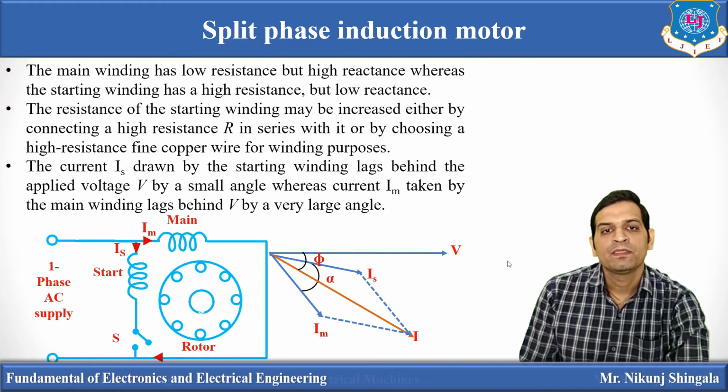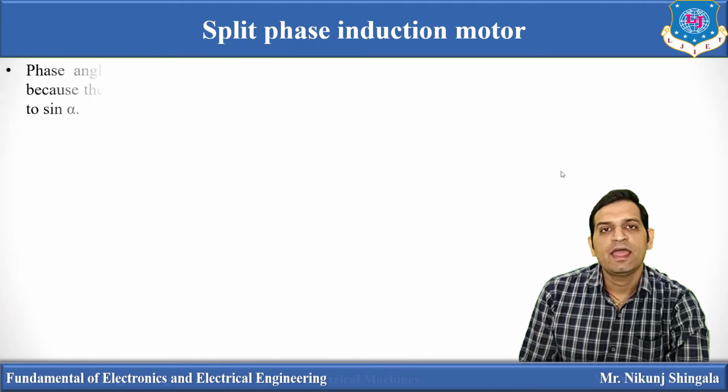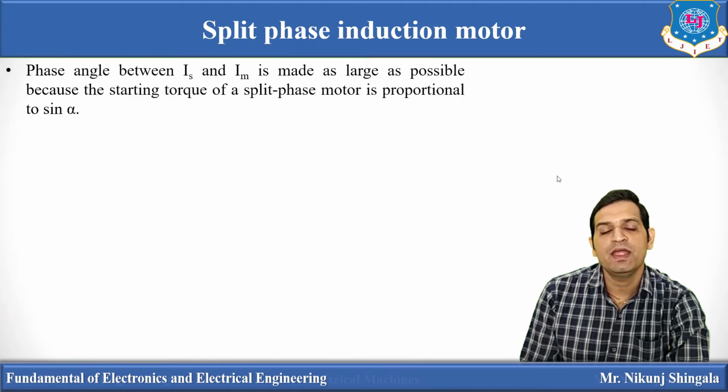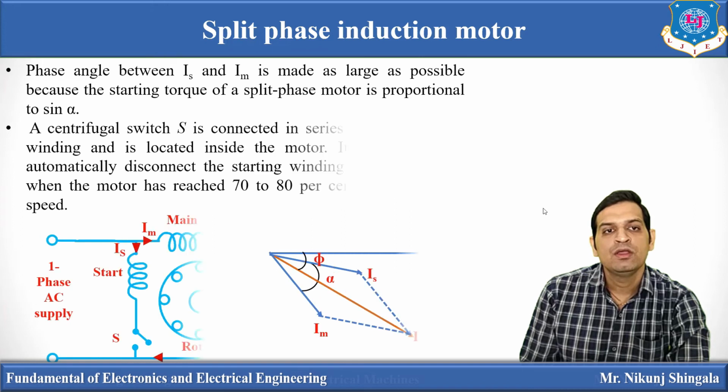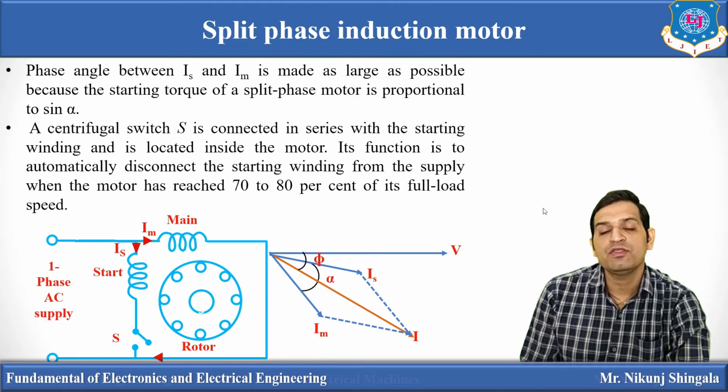Here you can see, the larger the angle between the two currents, the larger the torque that can be produced. The angle between Is and Im is made as large as possible because the starting torque of the split phase induction motor is proportional to sine alpha, the angle between the two. Now here you can also see a centrifugal switch is connected in series with the starting winding. Now what is the purpose of the centrifugal switch over here? It is located inside the motor.